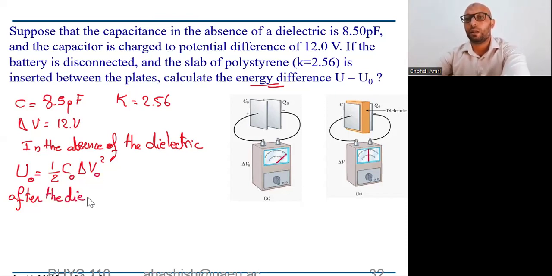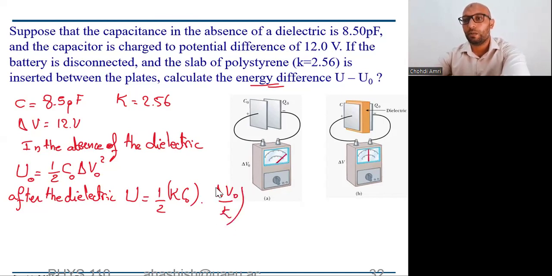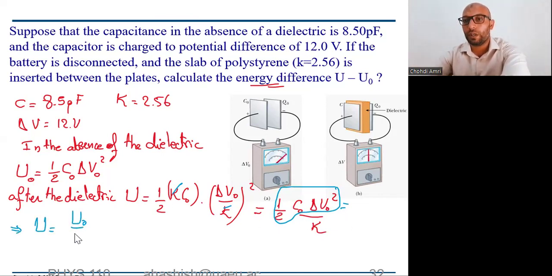After the dielectric, the energy U will be equal half C naught becomes kappa C naught because of the dielectric, and delta V is going to be divided, so it's going to be delta V naught over kappa, because it's decreasing, power 2. So what happened to this energy? We can simplify here, because we have squared, so we're going to get half of C naught delta V naught squared over kappa. What do we call this quantity? This quantity is U naught. So that means U equals U naught over kappa.